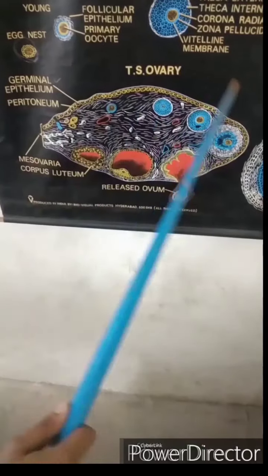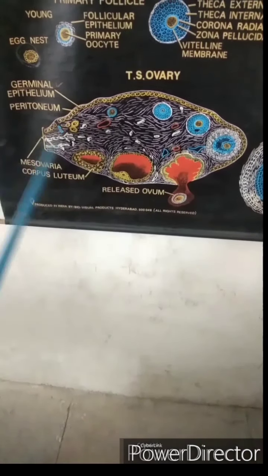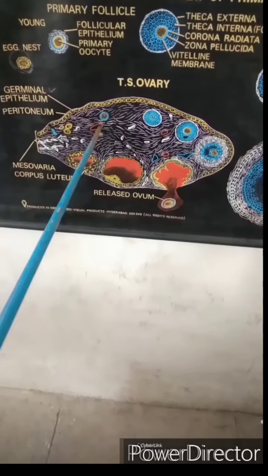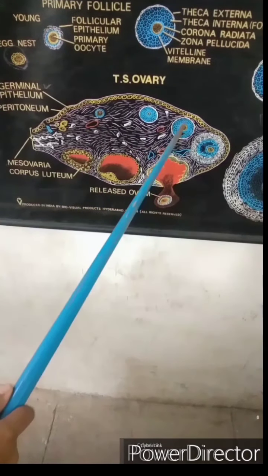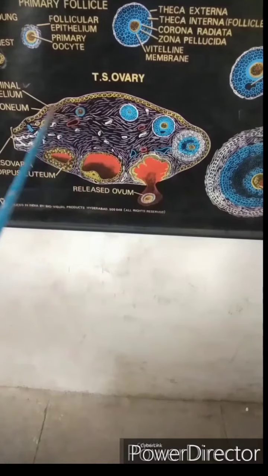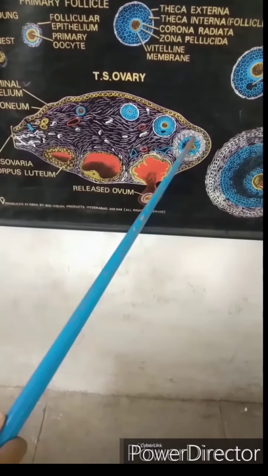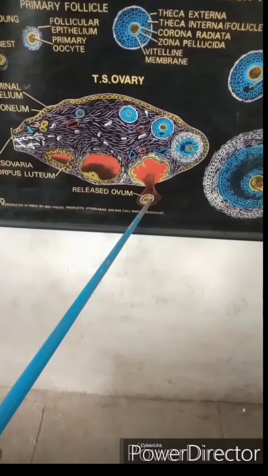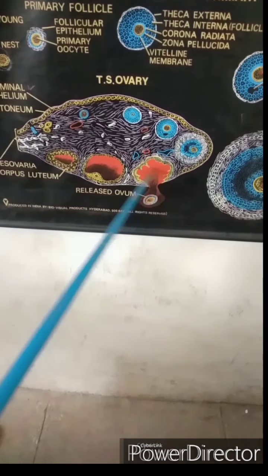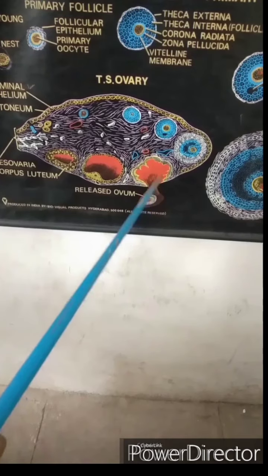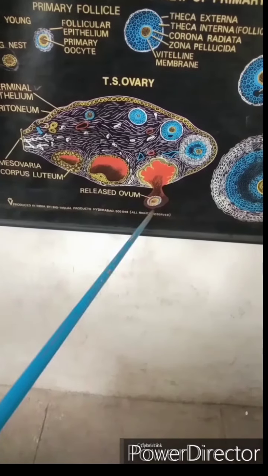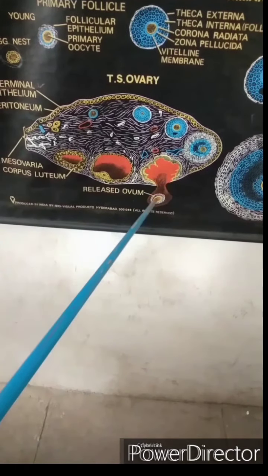Here is the TS of ovary. The TS of ovary contains the primordial follicle, primary follicle, secondary follicle and the Graafian follicle, which has an ovum in it. After the Graafian follicle, the follicle ruptures and the ovum is released outside at the 14th day of the menstrual cycle.